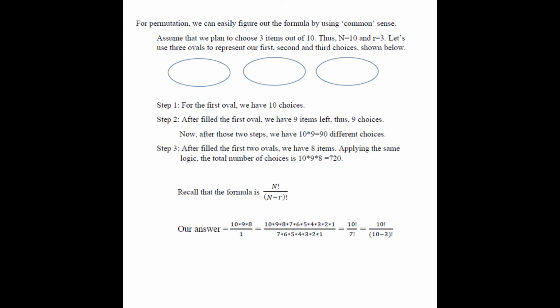Recall, our formula is n factorial divided by n minus r factorial. So the formula should be 10 factorial divided by 10 minus 3 factorial. Our answer is 10 times 9 times 8. It is equivalent to multiplying both the denominator and the numerator by 7 factorial. So it equals 10 factorial divided by 7 factorial. Then it equals our formula.